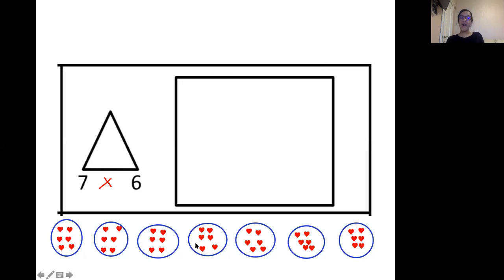Okay, now how do I find my answer? We have 7 groups of 6, which means now I need to count them all. Okay, so I'm going to go ahead and count all of my lovely hearts.